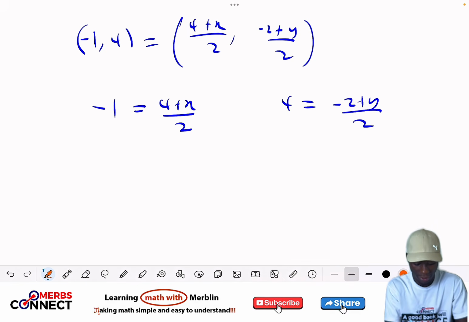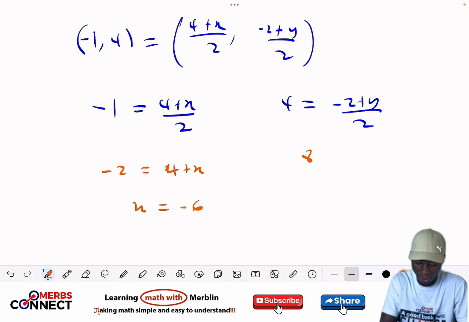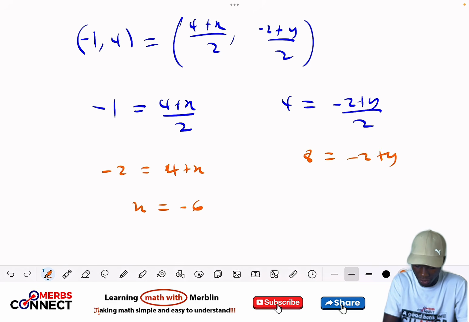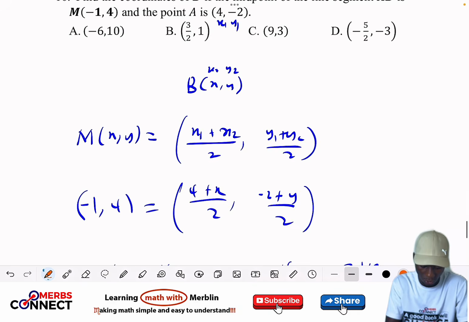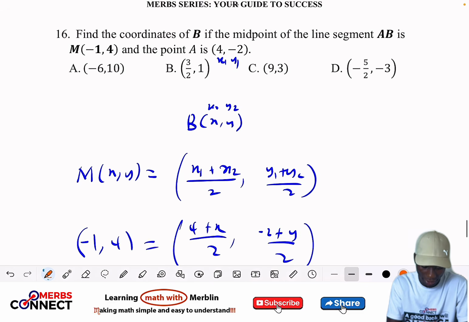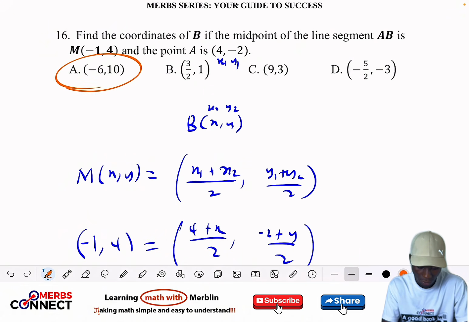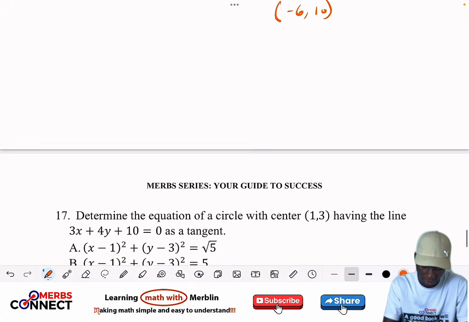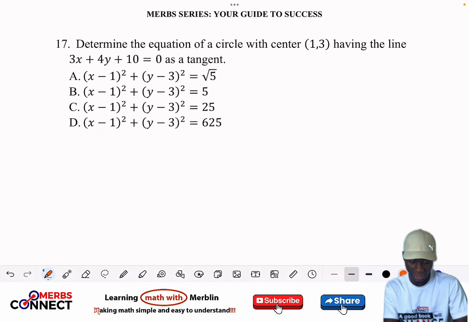Let's try and solve this. Multiply 2 by 2 and we have this. Solving for x, we have minus 6. Multiply 2 by 2 and have 8 minus 2 plus this, and then this one will be 10. So minus 6 and 10 will be the result. Is that right? Yes. Now let's finish it up by solving questions 17, 18, 19, and 20.